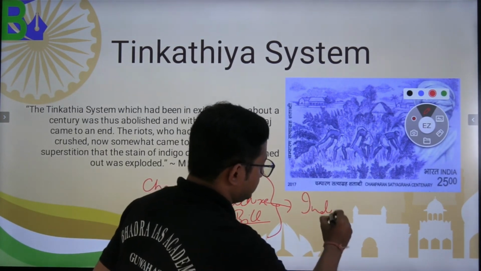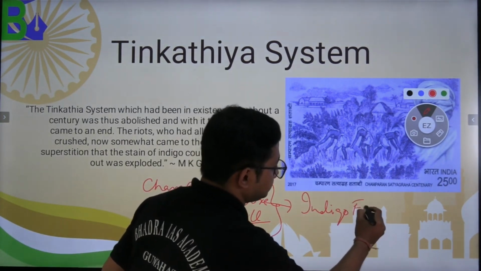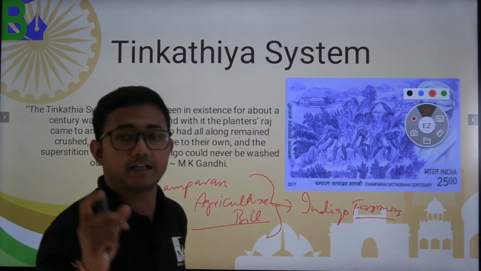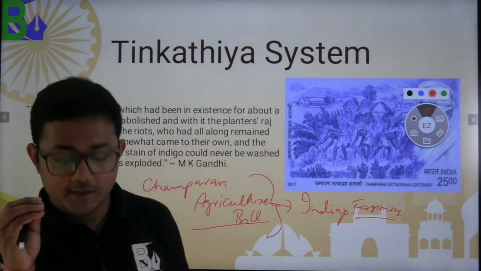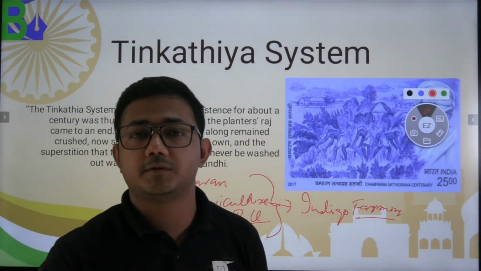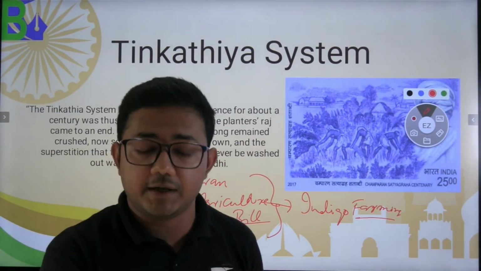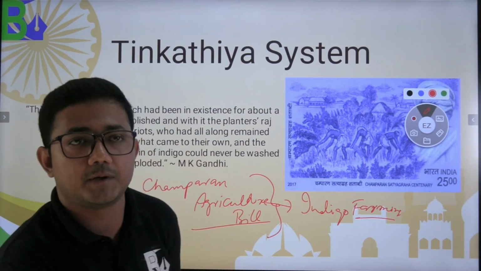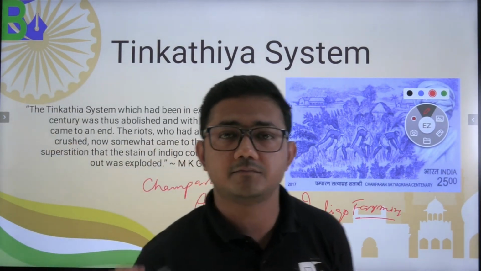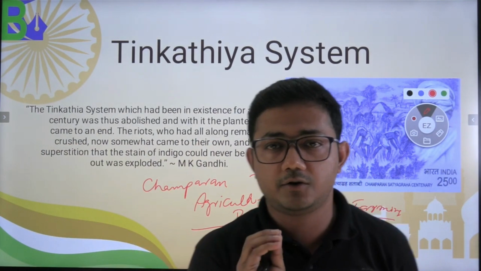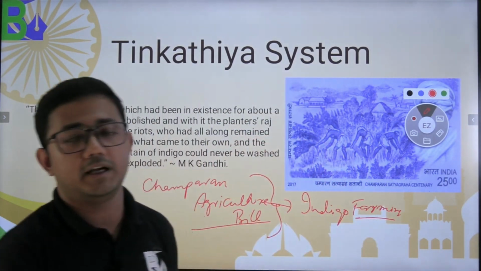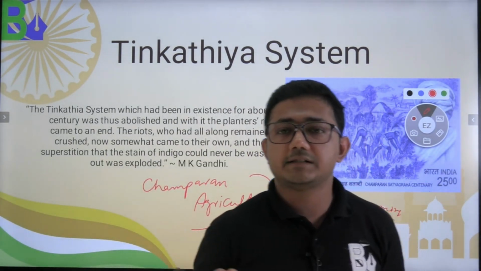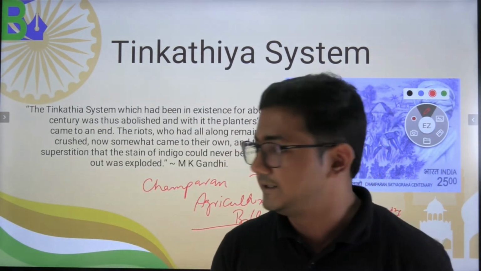This Champaran Agriculture Bill cancelled indigo farming as a mandatory matter. Now the Indian farmers, the Champaran farmers, need not compulsorily, mandatorily go for indigo farming. It is upon the choice of the people. If they want to farm indigo, they will. If they do not want to, they can exit from indigo farming. Okay, that was all about the Champaran Satyagraha by Mahatma Gandhi.